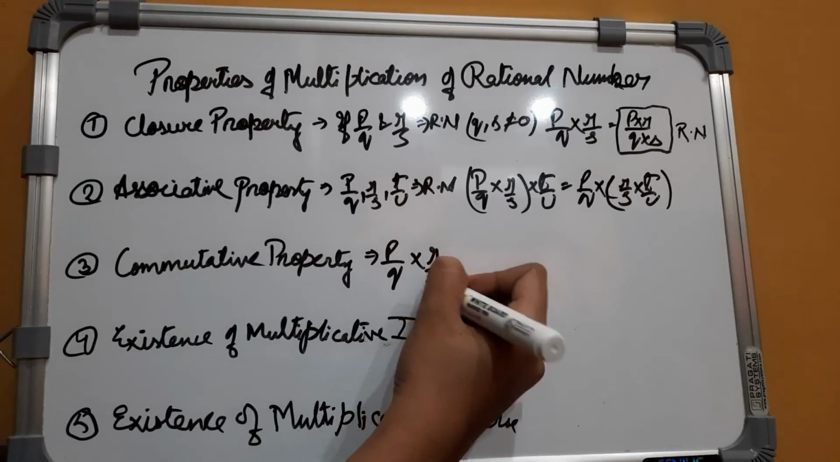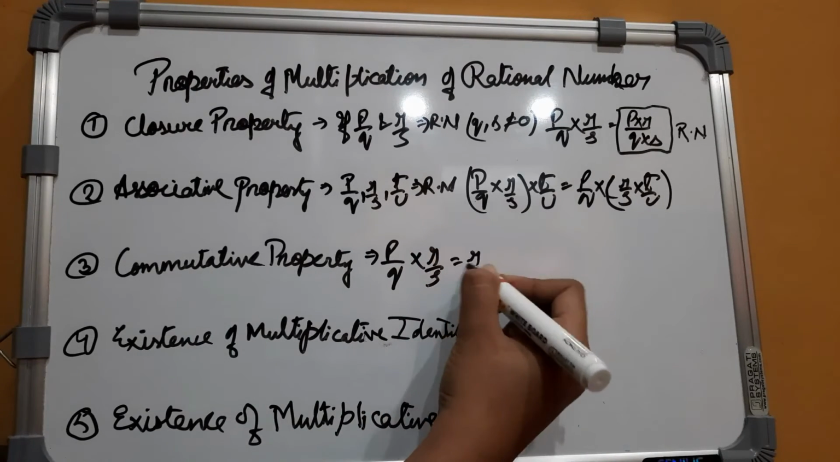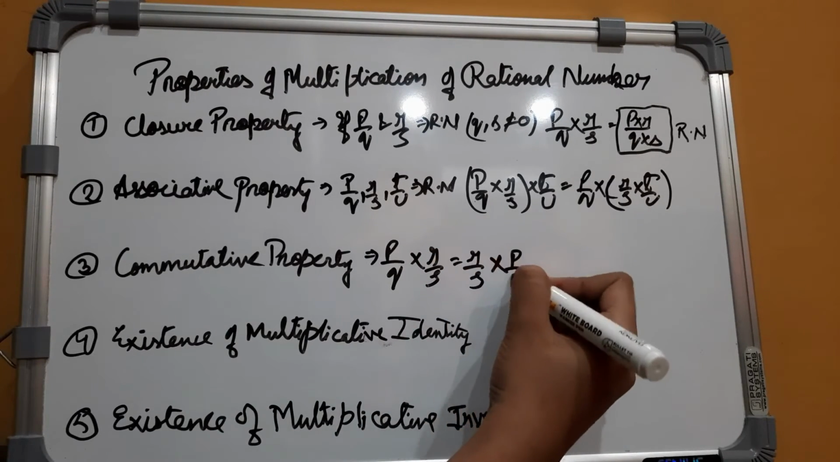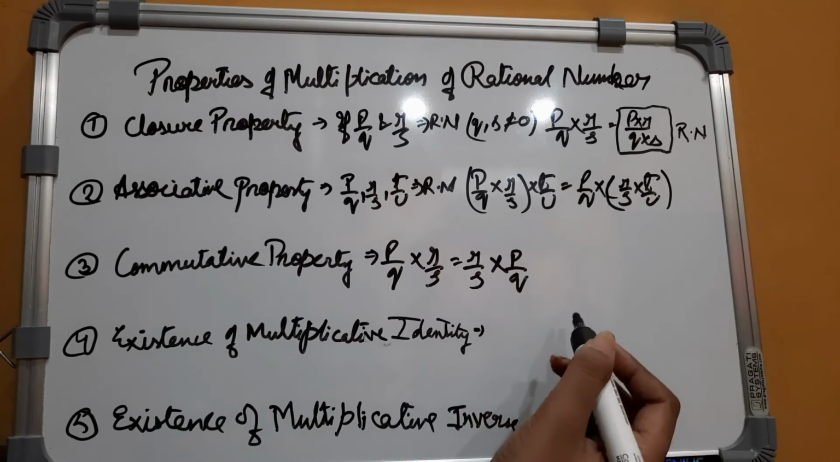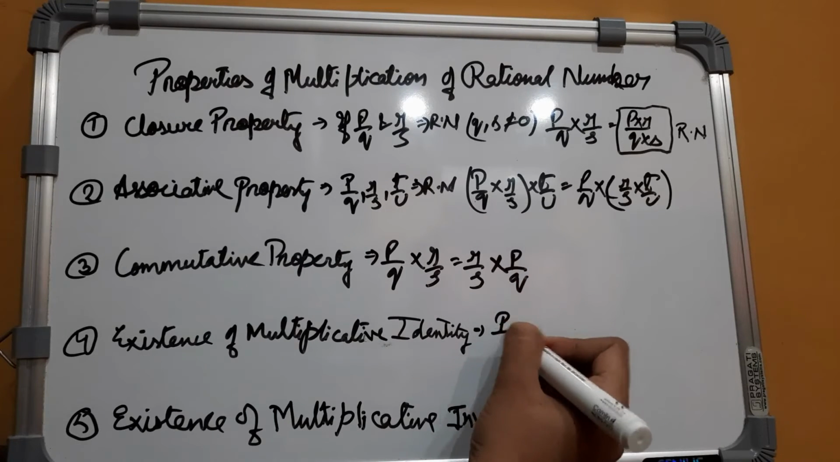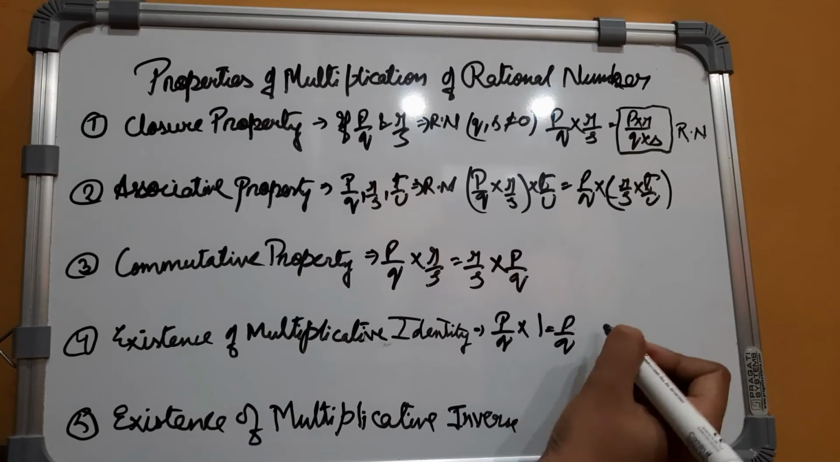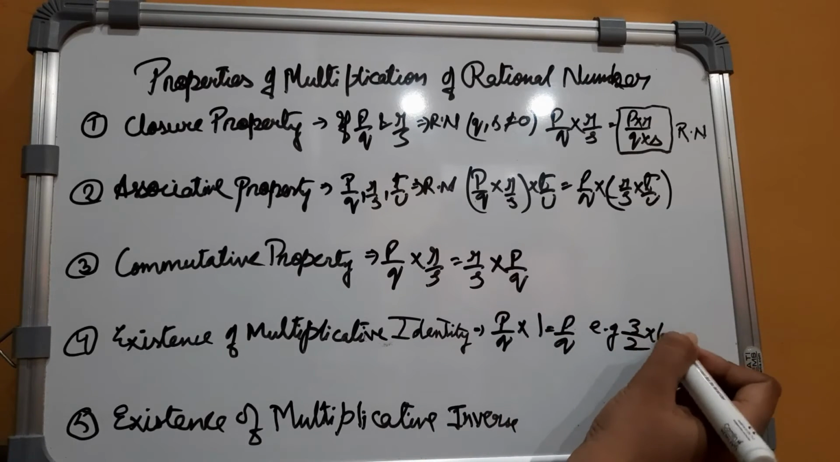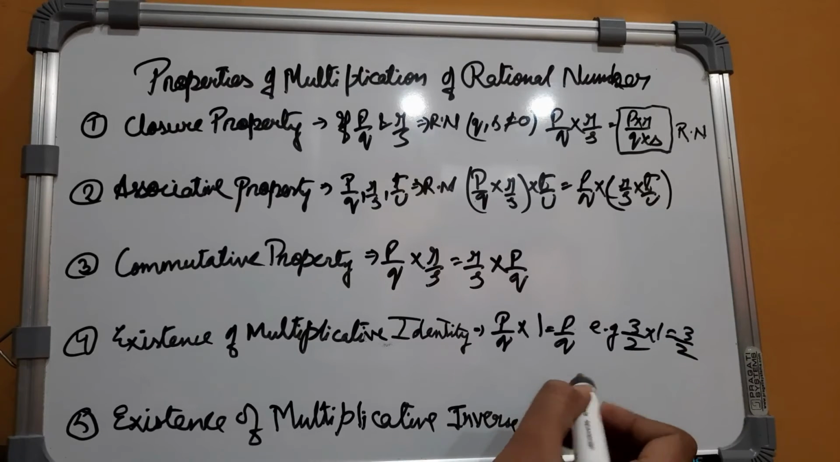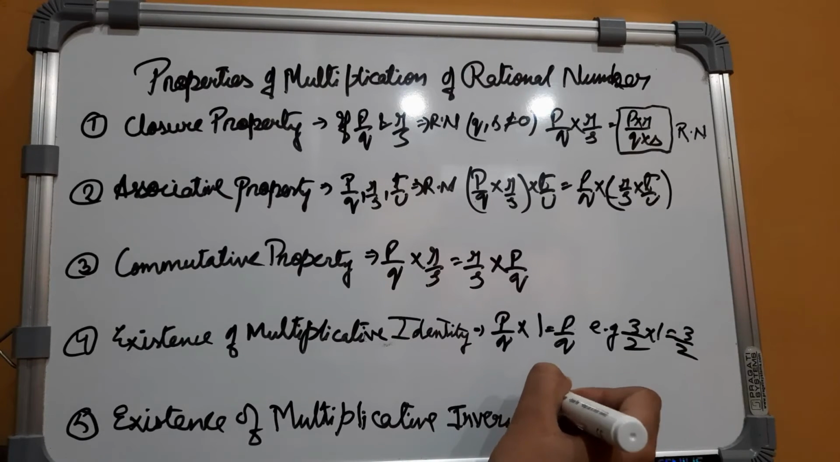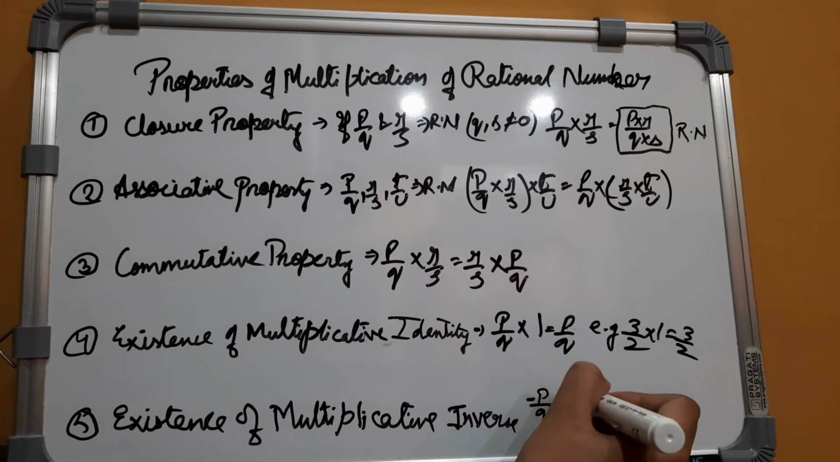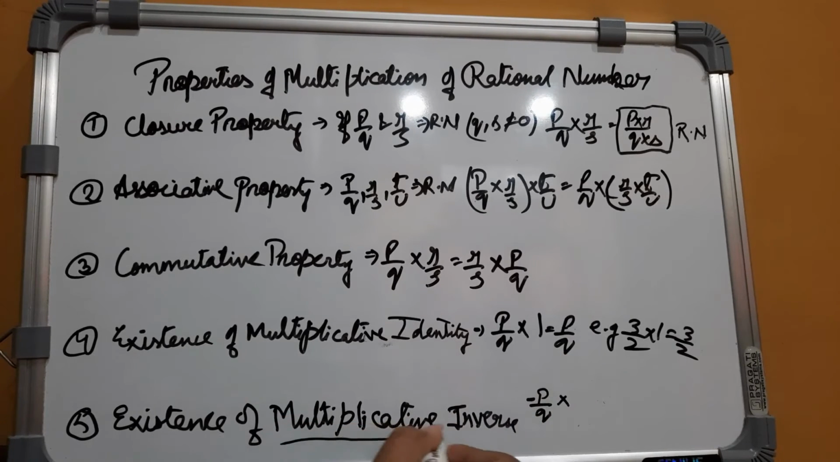The next is commutative property, in which P by Q into R by S is equal to R by S into P by Q. The fourth one, existence of multiplicative identity, which means P by Q into 1 will be P by Q. For example, 3 by 2 into 1 is 3 by 2. Now, the fifth one is existence of multiplicative inverse, which means just the reciprocal.